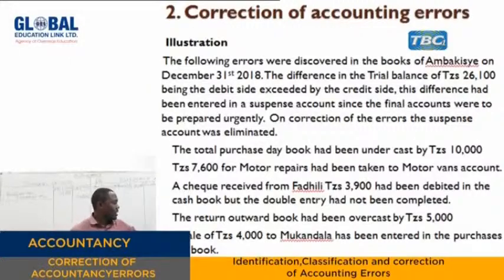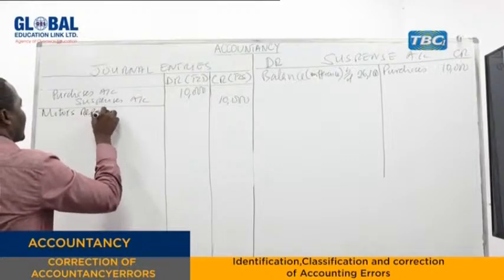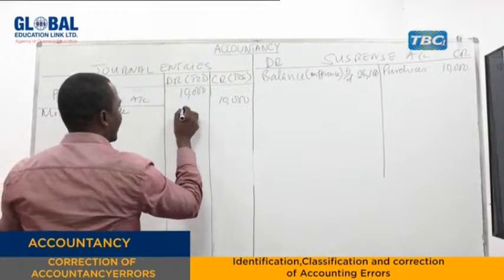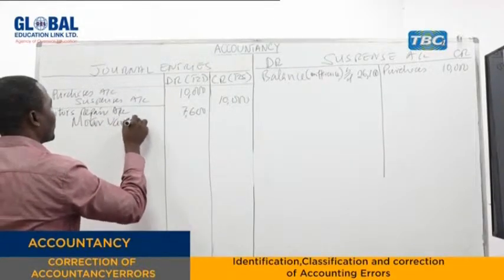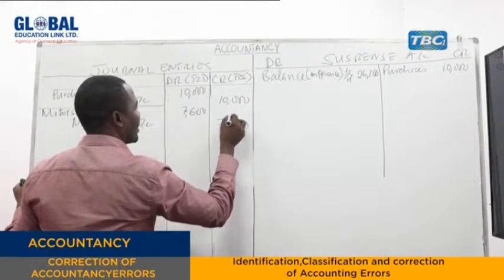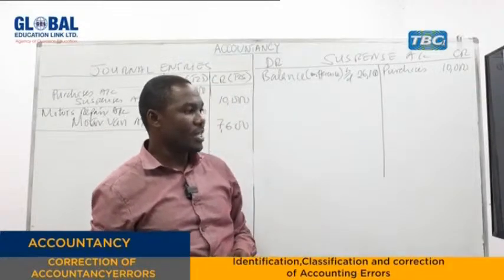So the next item, it was TZS 7,600 for motor repairs, had been taken to motor van account. This is an error of principle. So it was an expenditure recorded as an asset account. So how to correct this? We clear the error in the motor van and recognize the motor repairs account. We debit motor repairs account 6,000. We credit motor van account 7,600. So this error does not affect our trial balance, so it has no entry in the suspense account.